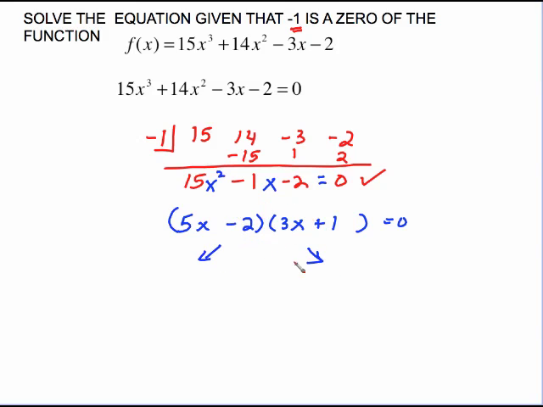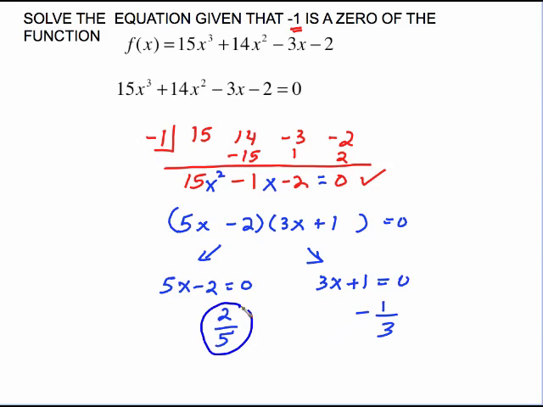Set these equal to 0 and solve. 5x minus 2 equals 0. 3x plus 1 equals 0. Solve each of these: subtract 1 from both sides and divide by 3 will give me negative 1/3. Add 2 to both sides and divide will give me positive 2/5. This one I didn't graph because of the fractions, they're just harder to find.